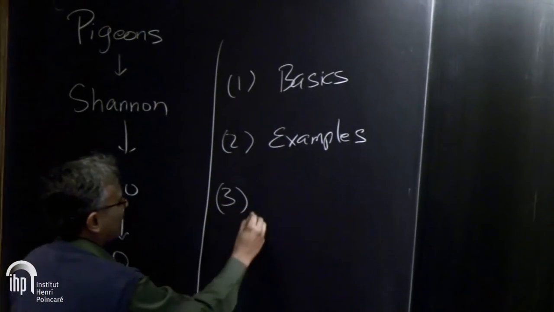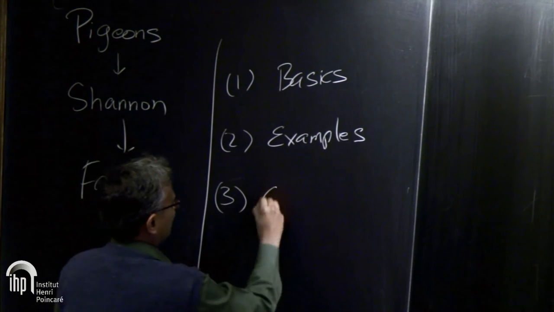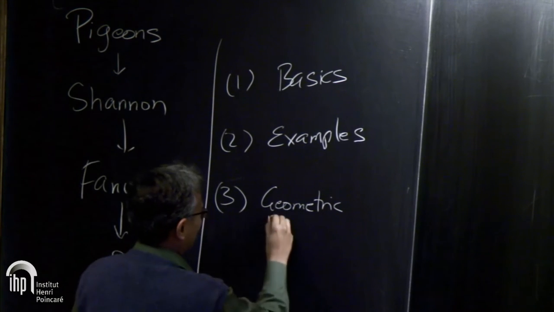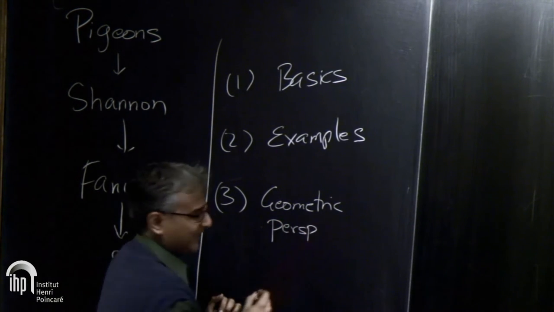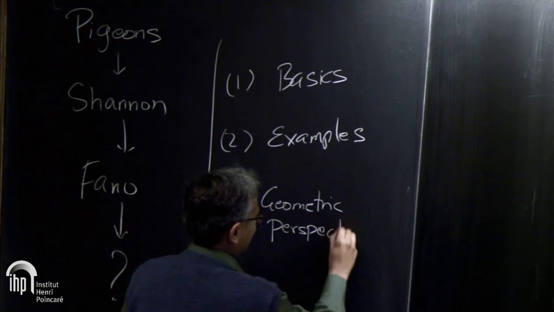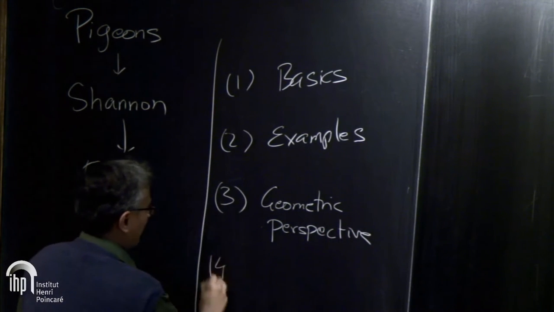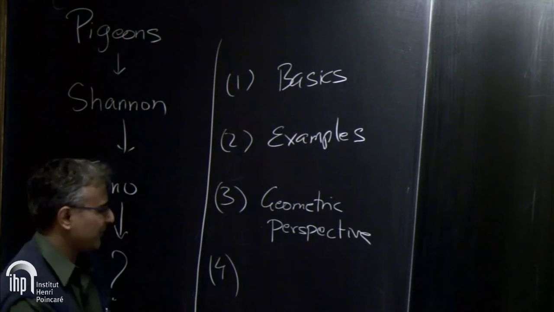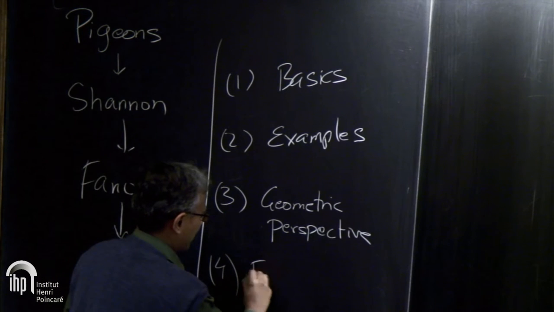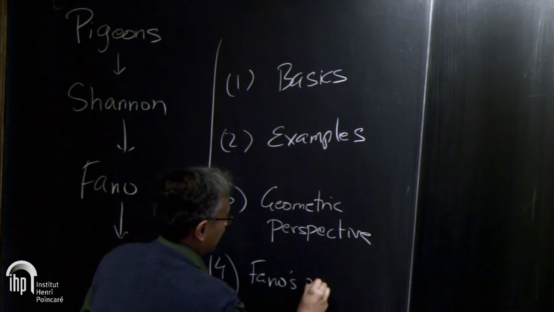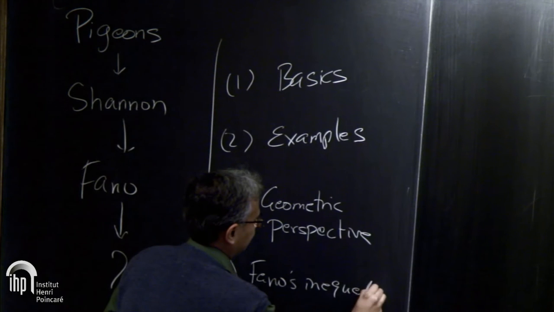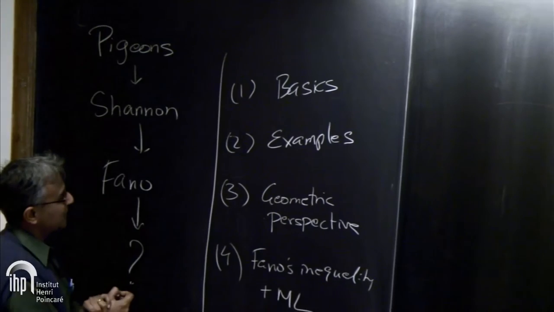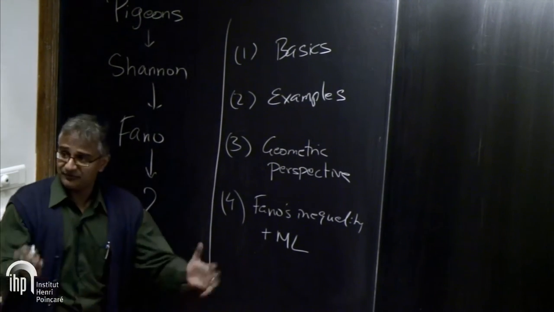In part three, I want to show how there's a nice geometric perspective on Fano's inequality, which underlies the heart of how it works. And for those who know me, you'll know that I insist on putting geometry inside everything, so this makes me very happy. And the fourth part is not as well fleshed out, but it's an interesting direction: the use of Fano's inequality and beyond in machine learning. Okay, so hopefully over the course of these three units, we'll cover all of this and have time for discussion as well.